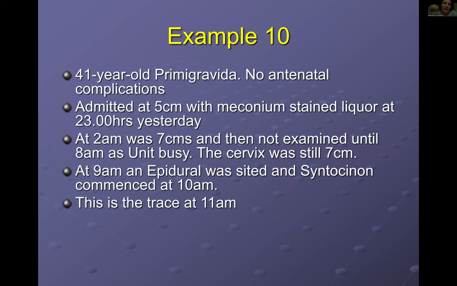She should have been examined earlier than that, and action should have been taken while she was still 7 centimeters. When she got stuck at 7 centimeters, she should ideally have been examined around 6 a.m. and started on syntocinon at that point. But this is a sinusoidal pattern.